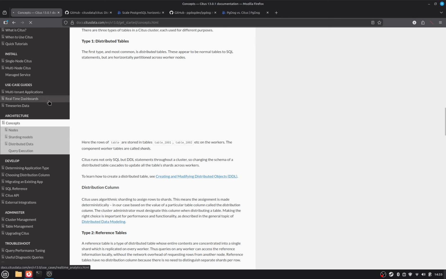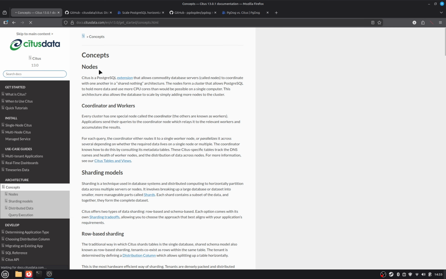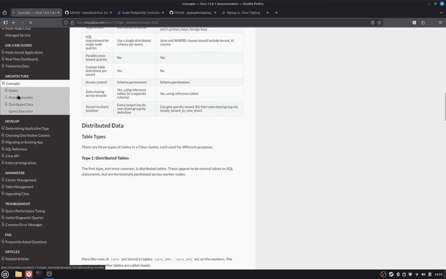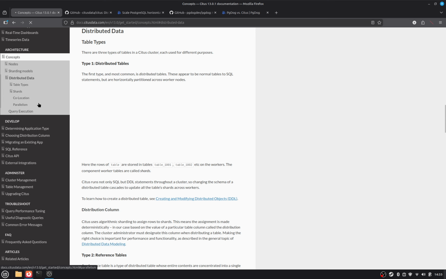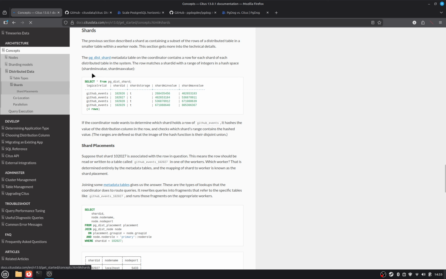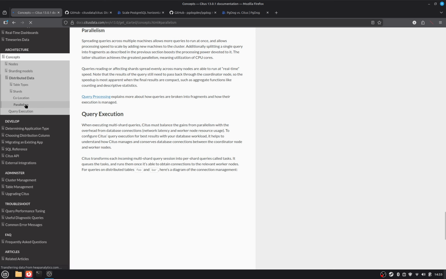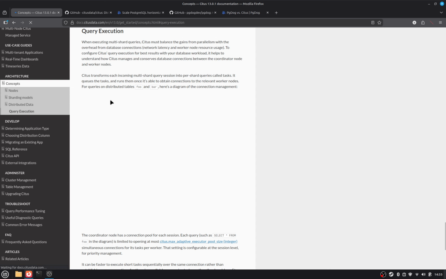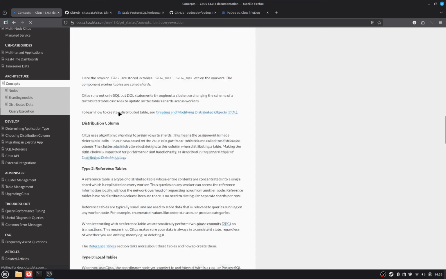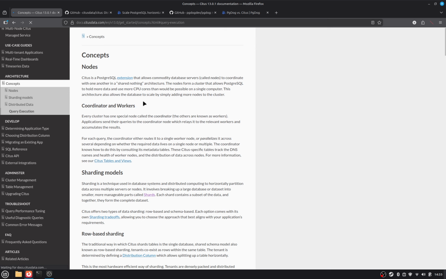Fine, you can go ahead and study the architecture of Citus, how it implements distributed tables and all that, how it distributes data, so how it creates shards and co-location and parallelism and query execution and all that. You can see this. So essentially there is a coordinator node and then there are data nodes. The problem is you can't scale the coordinator node horizontally. Okay, you read this. Every cluster has one coordinator node. That's where the problem is.